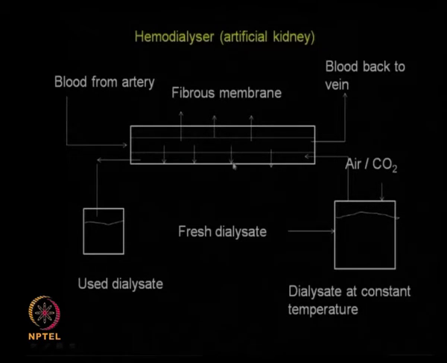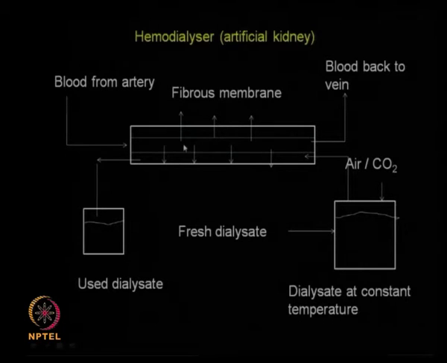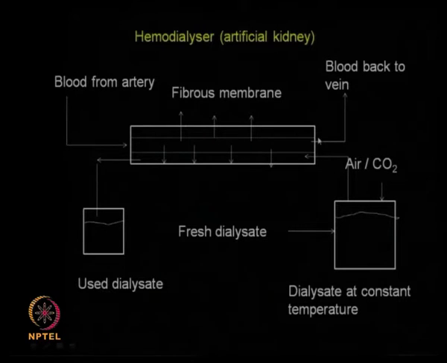So all the salts get diffused and go to the dialysate, and the blood that is leaving will be free from all these salts. This is called the used dialysate, which will have all the toxic salts present in the blood. So that is why this is called an artificial kidney. So it is a fibrous long tube.